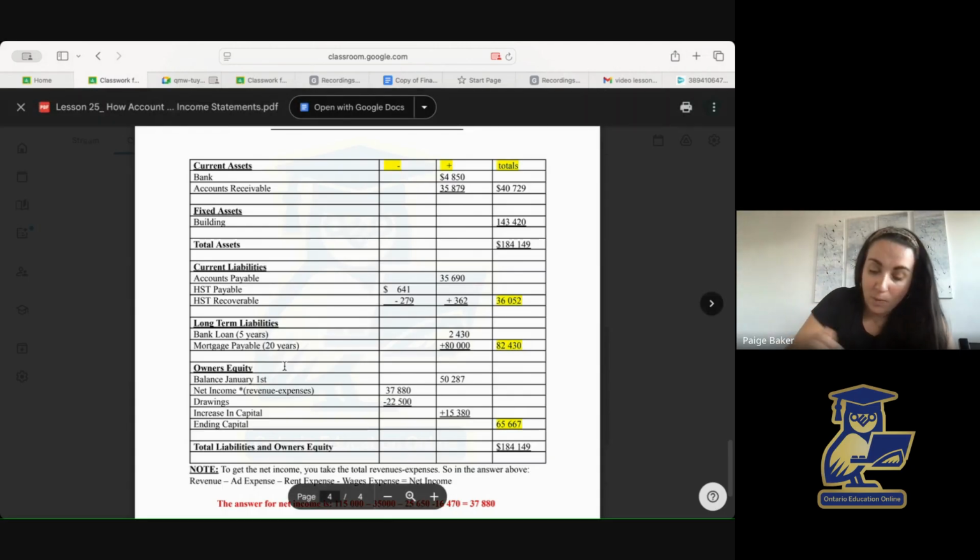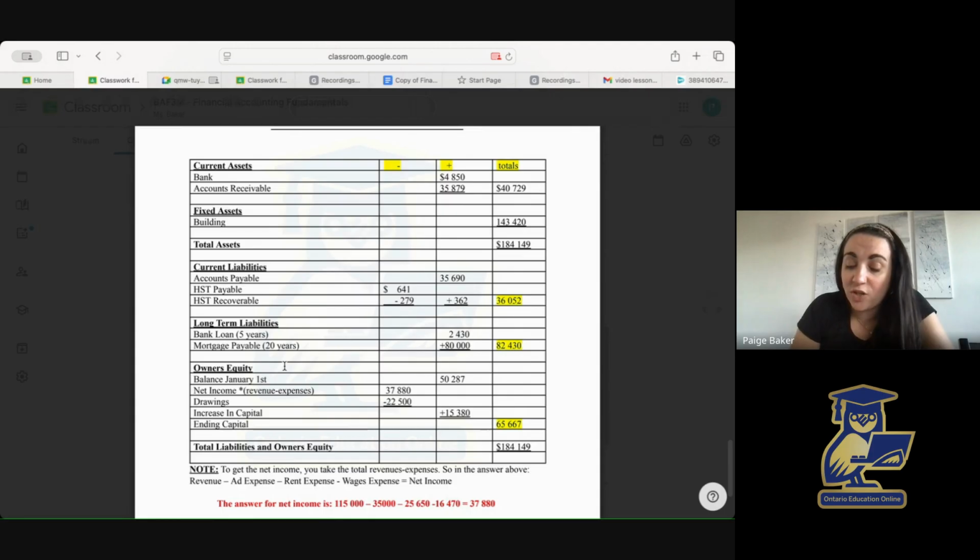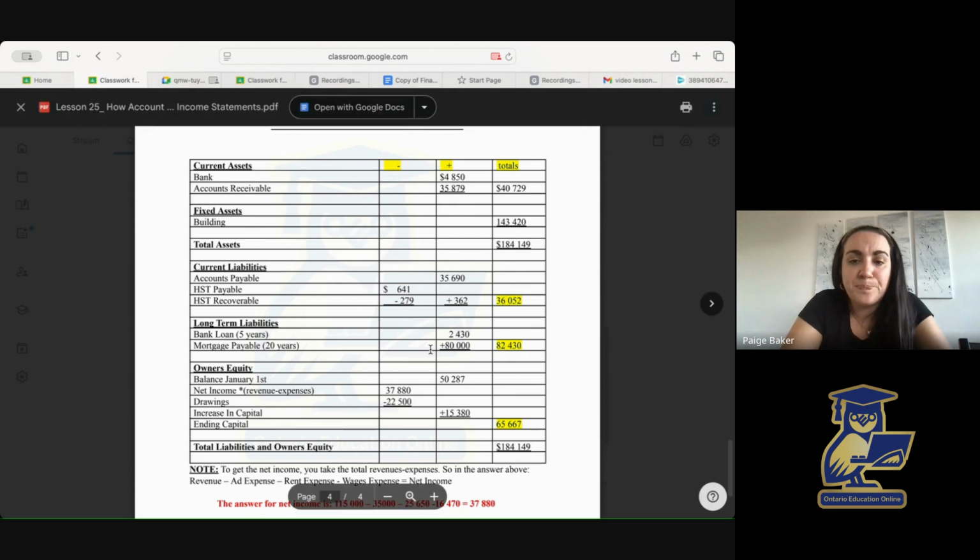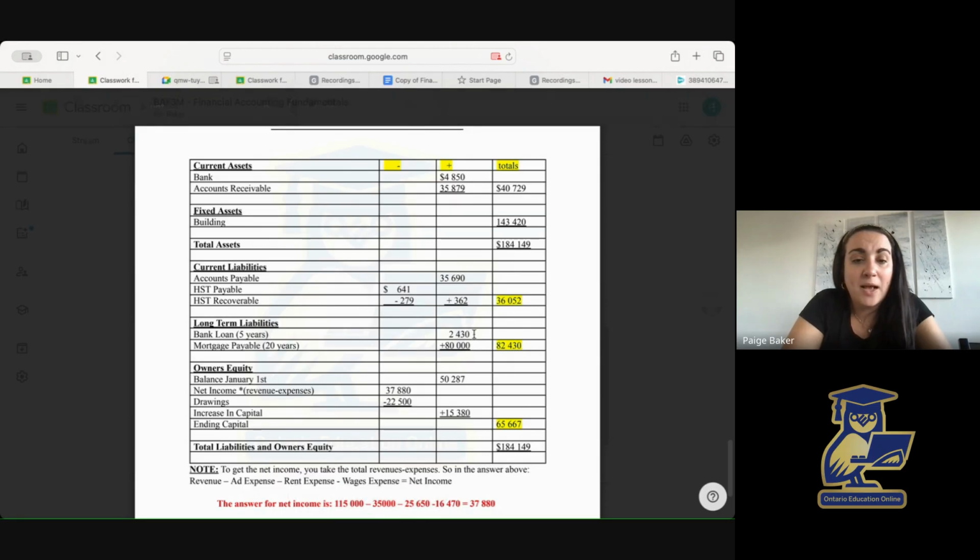Then we have our long-term liabilities, which includes debt of the business that are not due within 1 year. Because this bank loan specifically says 5 years, that's going to be long-term. And our mortgage payable, 20 years, that's also long-term. So we're not doing any subtraction here. We're going to add our bank loan and our mortgage payable to give us a total of $82,430.